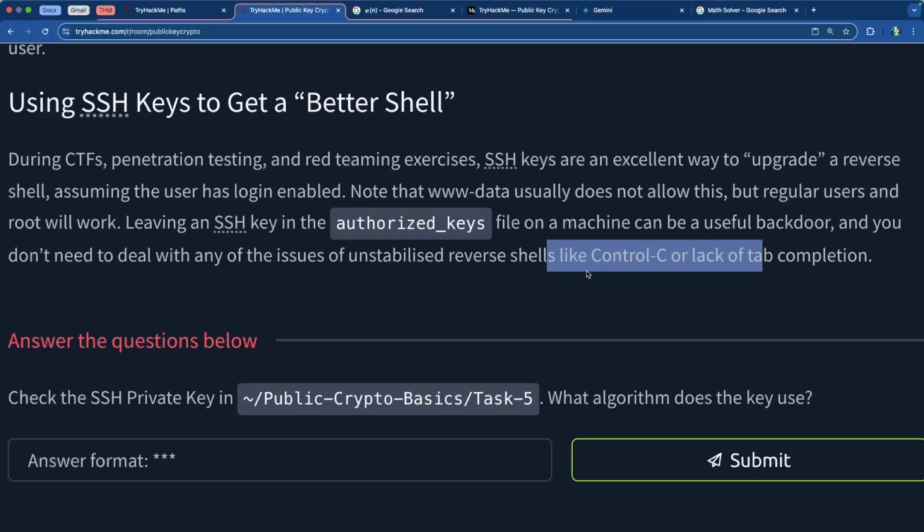Control-C closes out a shell. If you've logged into a secure shell session and it's not a persistent shell or a better shell, if you just do Control-C, it's going to kick you out of your secure shell session. And then tab completion is when you just press tab and it fills in the rest of the data, and so on and so forth.